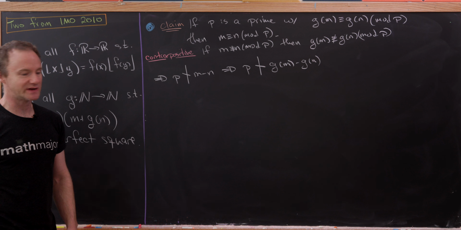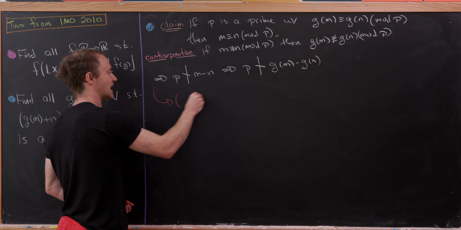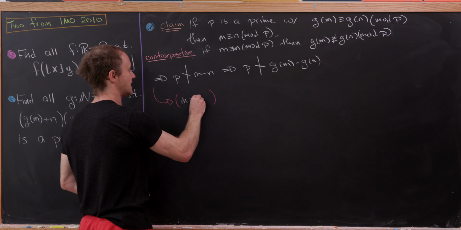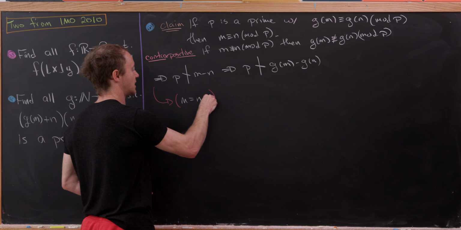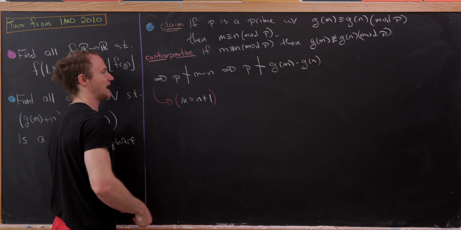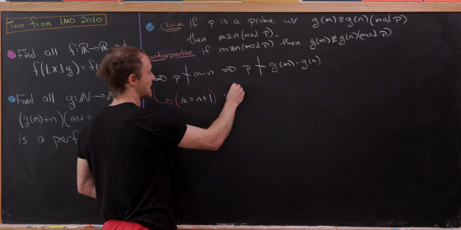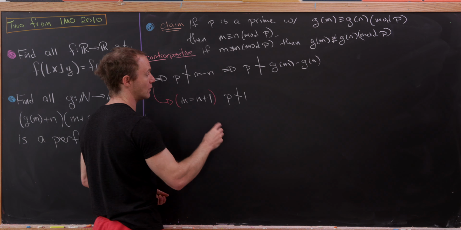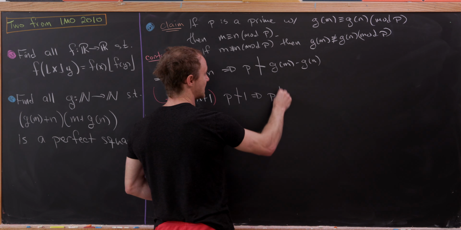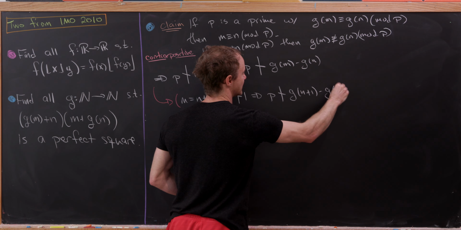But now what we want to do is specialize this to a kind of a nice case. And that case of specialization is when m is equal to n plus 1. But of course, if m is equal to n plus 1, then m minus n is simply 1. And that's going to give us p does not divide 1, which is always true, implies that p does not divide g of n plus 1 minus g of n.